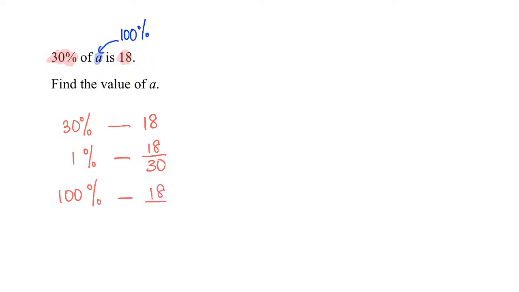which is 18 over 30 times 100. And this will give me a value of 60. And because I know 100% represents A, so therefore A equals 60.